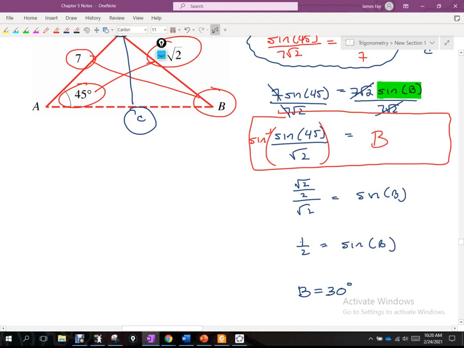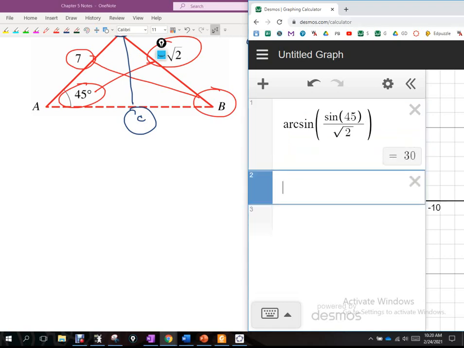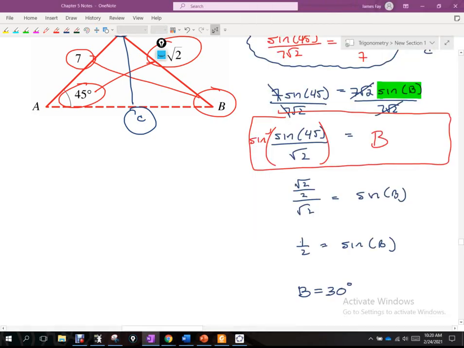And now all I've got to do in my calculator is type this thing in. All right. Just go to my calculator. Sine inverse of sine of 45 over square root of 2. Make sure you're in the right mode. I am. And you see that it spits back 30, right? Okay. So angle B could be 30 degrees.